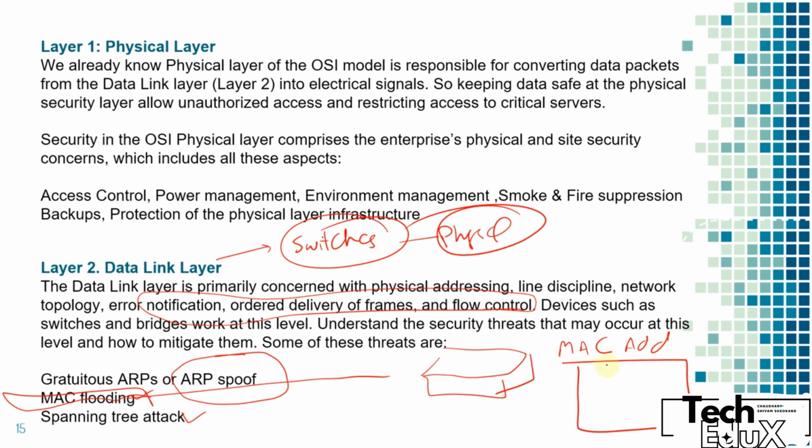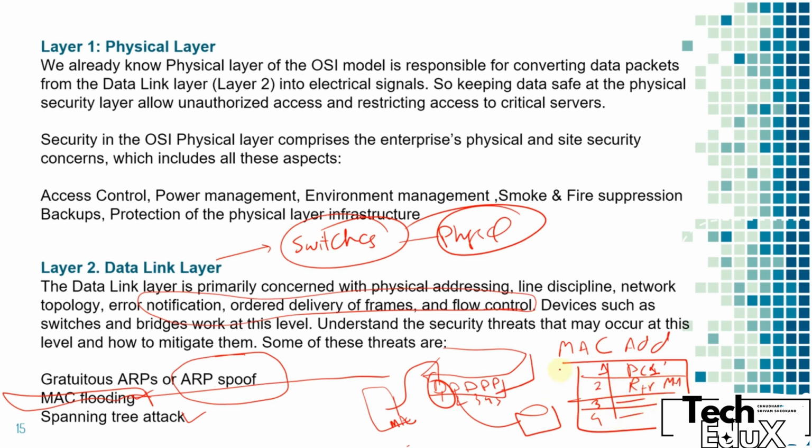So it will have a table of MAC addresses, which is basically saying: I have multiple ports on my switch, like 1, 2, 3, 4. On the first port, which MAC address or computer is connected? This PC1 will have its MAC address stored in that switch. Similarly, on maybe the second port, the router is connected and the router has its own MAC address. Similarly on the third and fourth. So this is how switches keep the information, correlating each port with a MAC address.